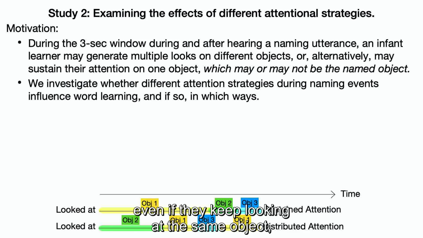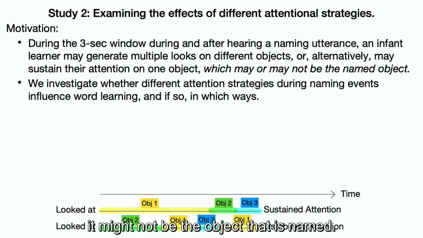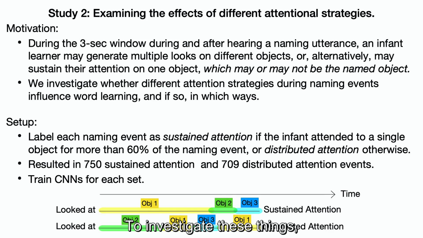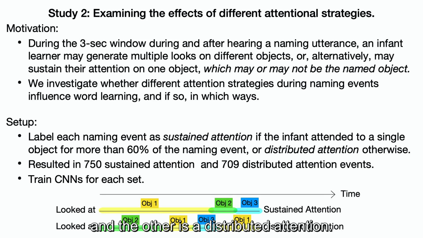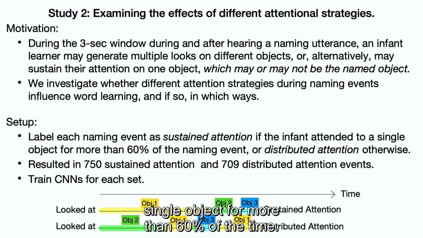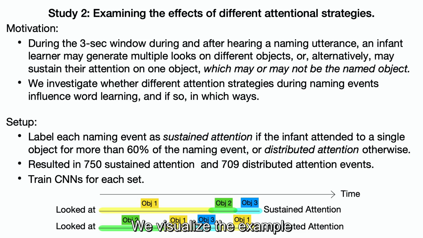Please note that even if they keep looking at the same object, it might not be the object that is named. To investigate these things, we divided the naming events into 2 types: sustained attention and distributed attention. We call the event sustained attention if an infant looked at a single object for more than 60% of the time. Otherwise, we call it distributed attention. We visualize an example for each case at the bottom.